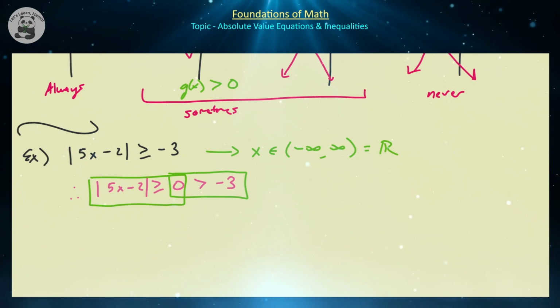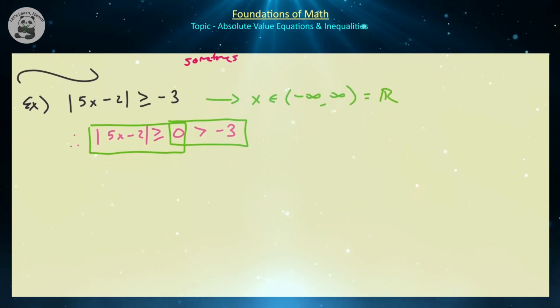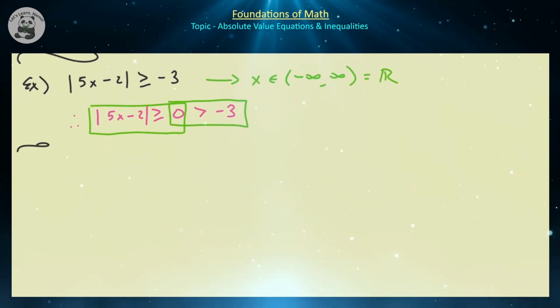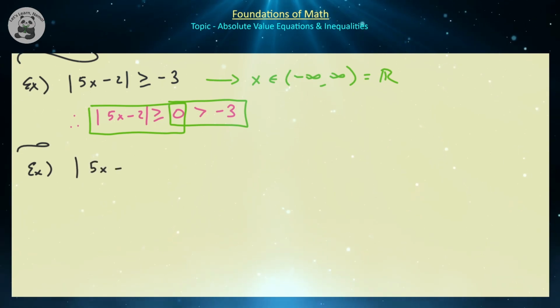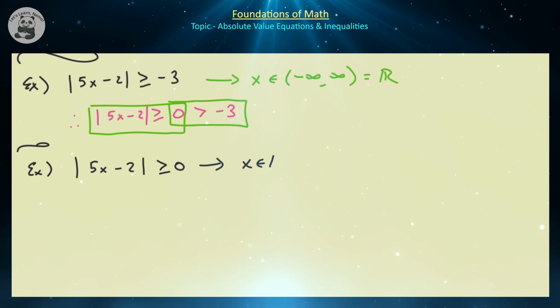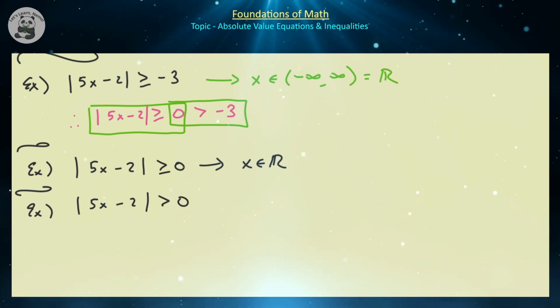All right, so let's see if we can solve a less trivial example. When is the absolute value of 5x minus 2 greater than or equal to 0? Well, we already know that absolute values are always non-negative, so again, this is all real numbers, so that's not too bad. So when is the absolute value of 5x minus 2 strictly bigger than 0?